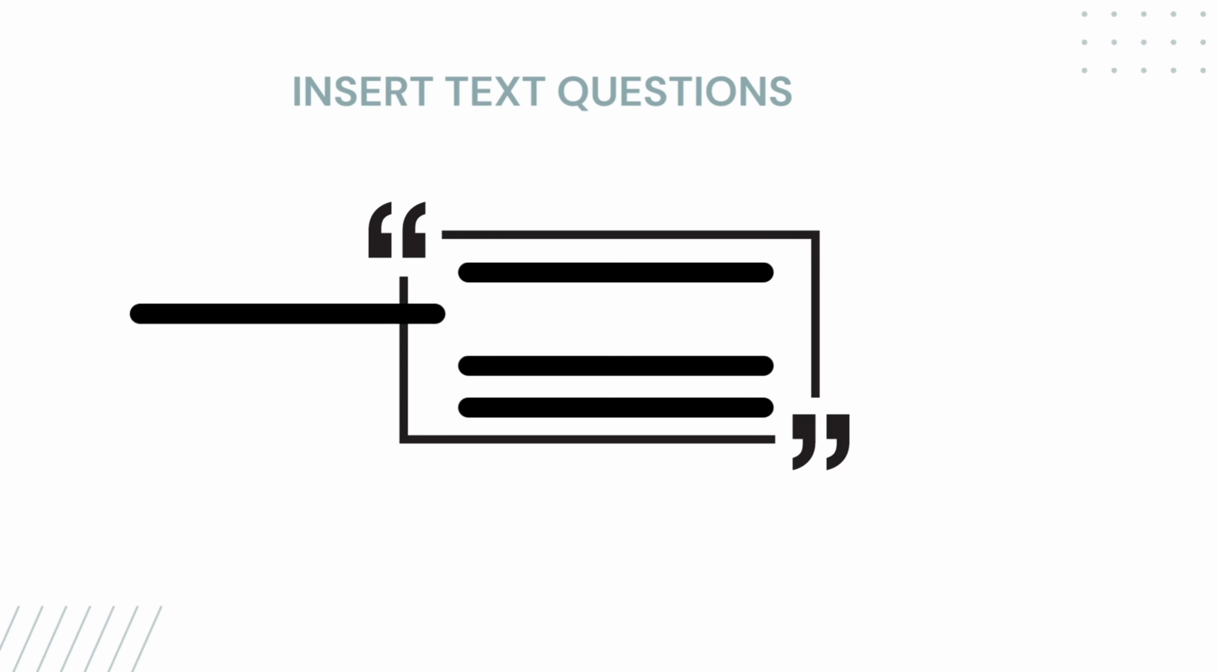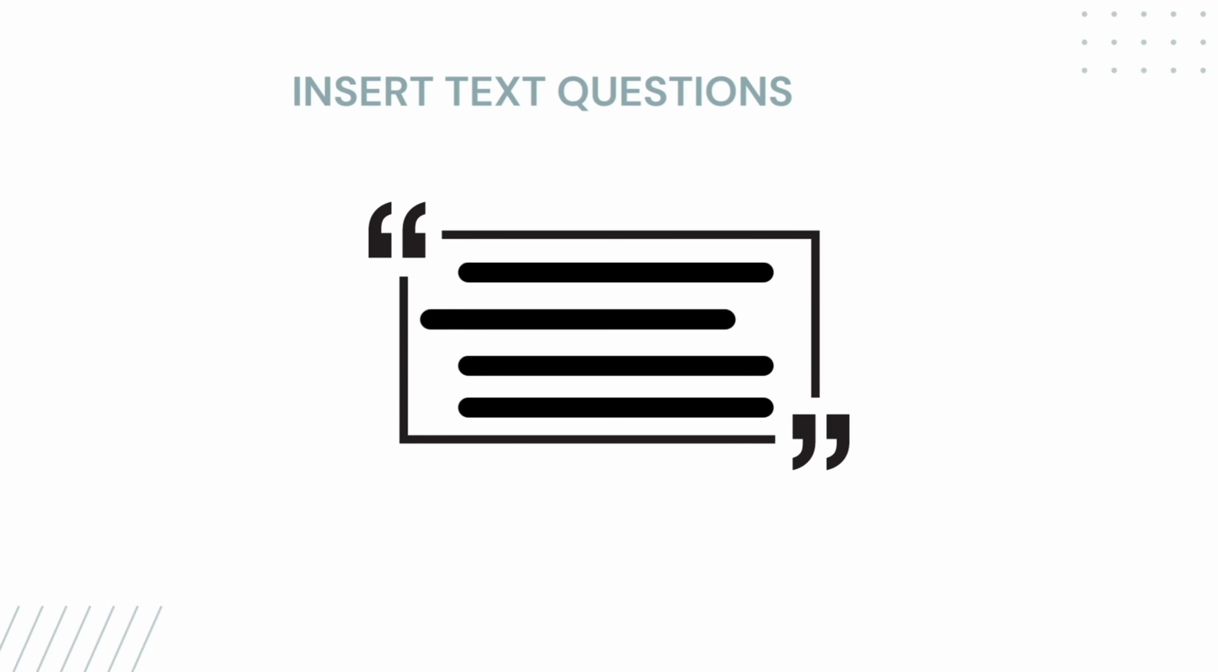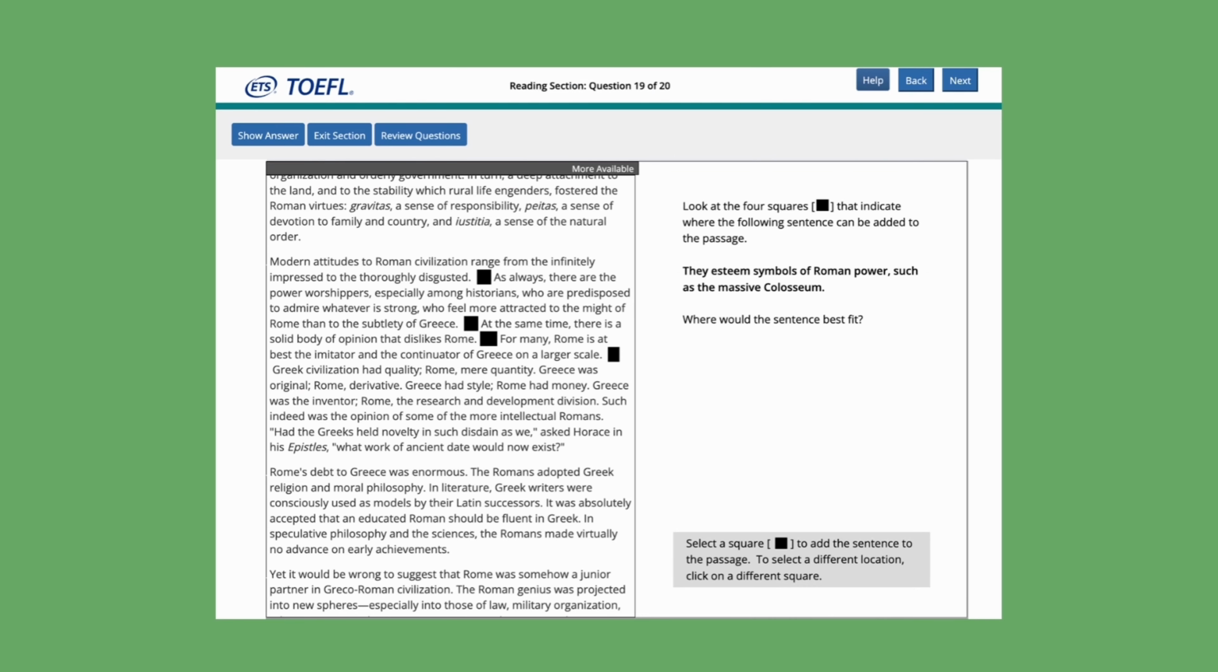Okay, up next, we're going to do insert text questions. These are exactly what they sound like. You insert a sentence into the passage, into the paragraph. And like I said before, there is one per passage on the test. That's how often you're going to see these. Again, here's a screenshot from ETS. This is what it looks like. You have these black squares.